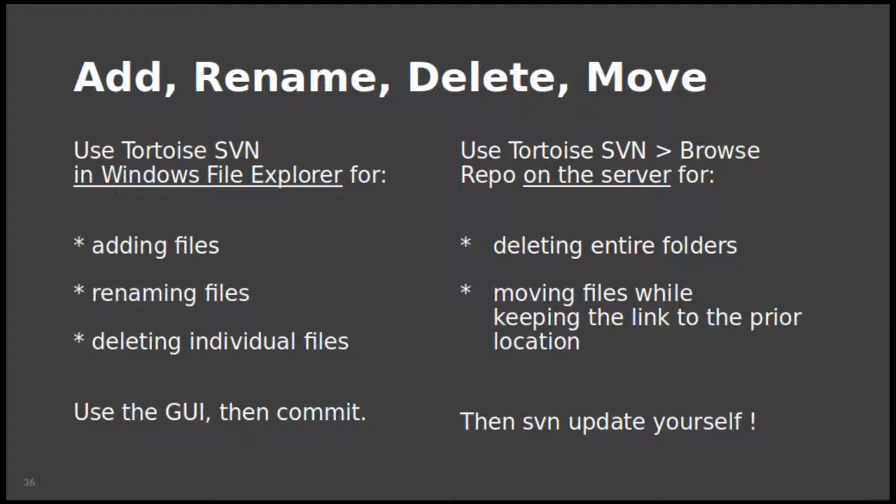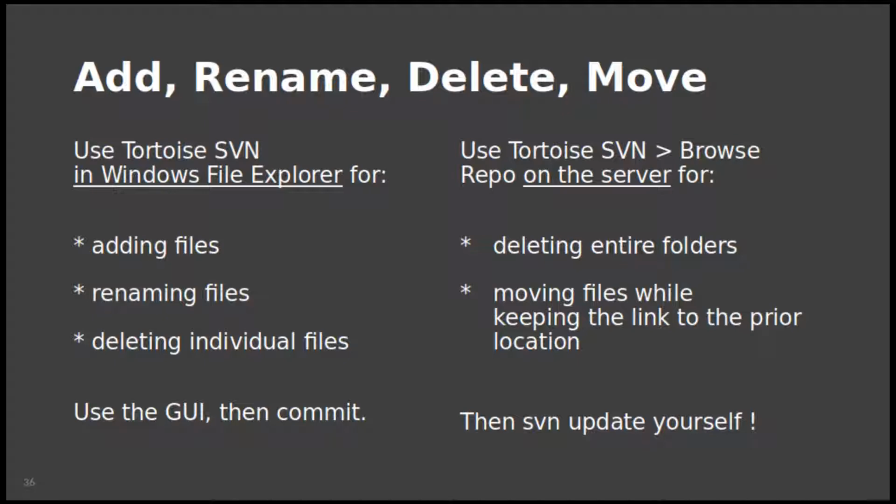At this point, we are giving advice based on what works best with Windows in year 2018. Maybe in the future, every task will work perfectly within the Tortoise SVN GUI. For now, you can save yourself a lot of grief if you stick to these guidelines. Use the regular Tortoise SVN client in Windows File Explorer for add, rename, and delete of individual files. Just use the GUI, then commit.